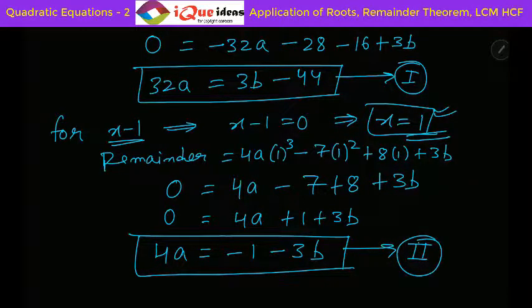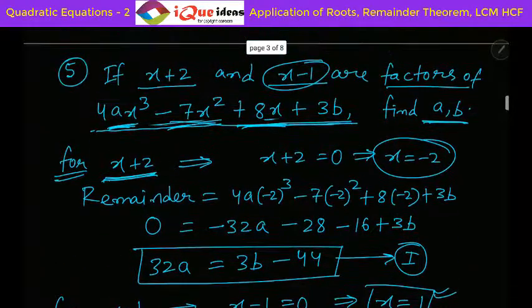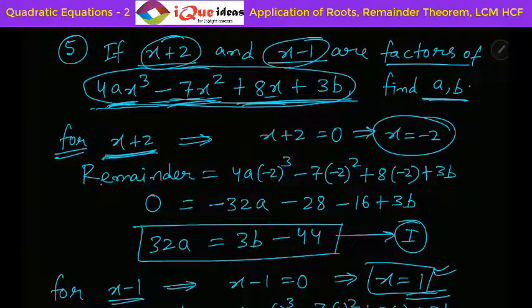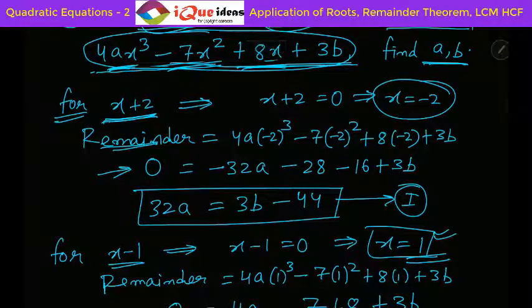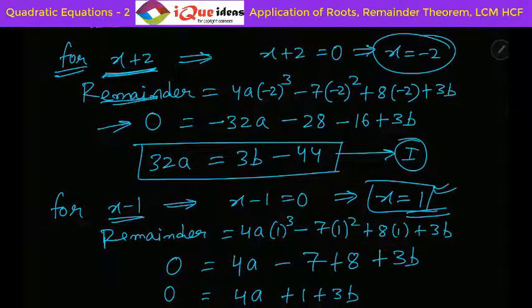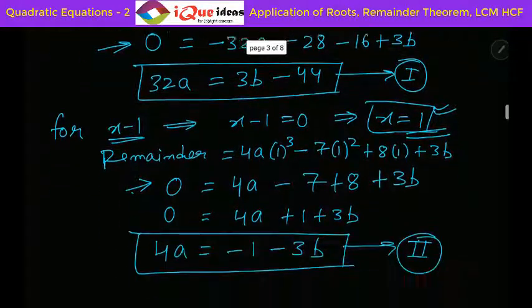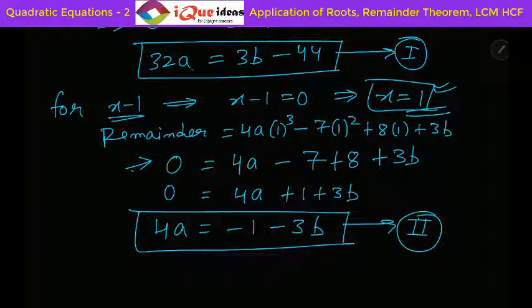Right, so I just repeat the concept here. What we did was, we said that if x plus 2 is a factor, that means when this expression is divided by x plus 2, the remainder should be equal to 0. Similarly, if x minus 1 is a factor, then again, when this expression is divided by x minus 1, again the remainder should be equal to 0. Right? Okay, so using these two things, we have two equations now. One equation is 32a equal to 3b minus 44, and the second equation is 4a is equal to minus 1 minus 3b.